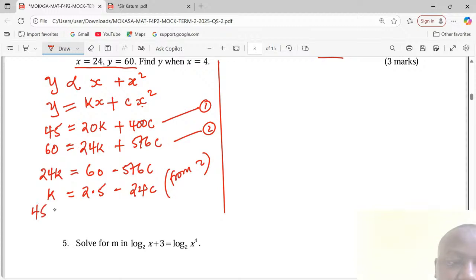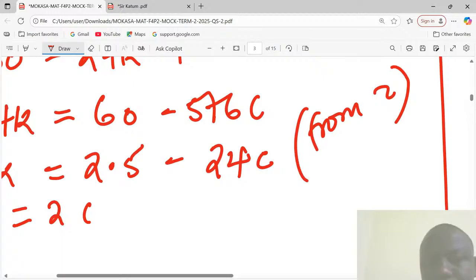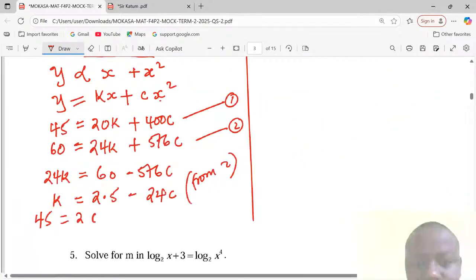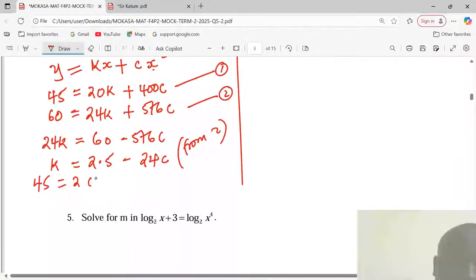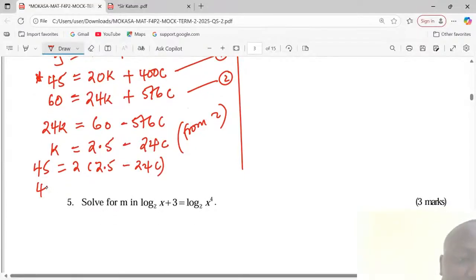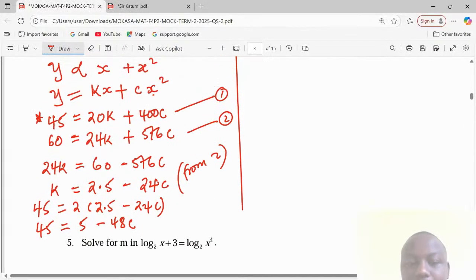45 equals to 20. Sorry. Let me bring it together once again. Stay tuned. Instead of k, we are rewriting this equation. Instead of k, the value that we are supposed to write there is the expression that we are having now. So this shall be 45 equals to 5 minus 48c. We can now find c.